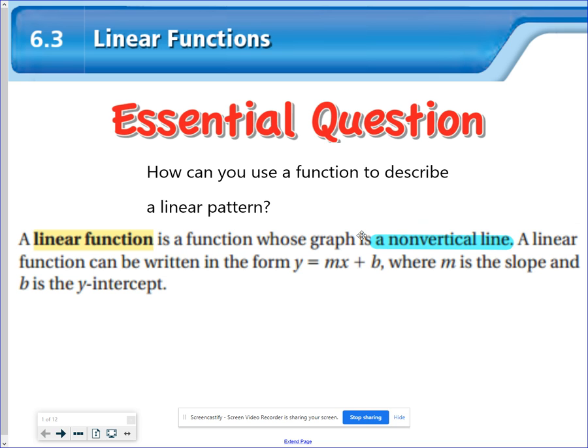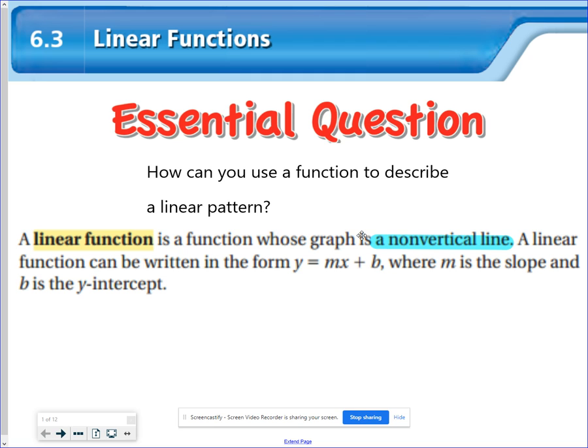Today we're going to continue talking about functions. We're getting close to the middle of the chapter. We're going to be taking a quiz by the end of the week. But when we talk about linear functions, first of all, we know what a function is by now. Each input has exactly one output. And it's linear, that means it's going to be a straight line.